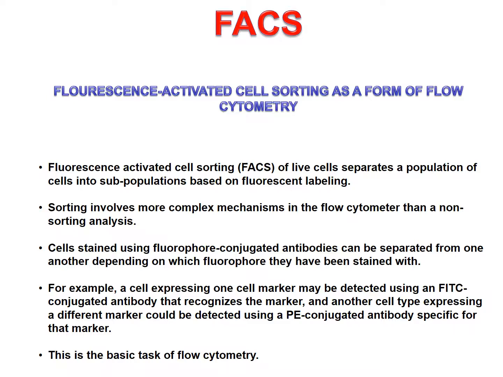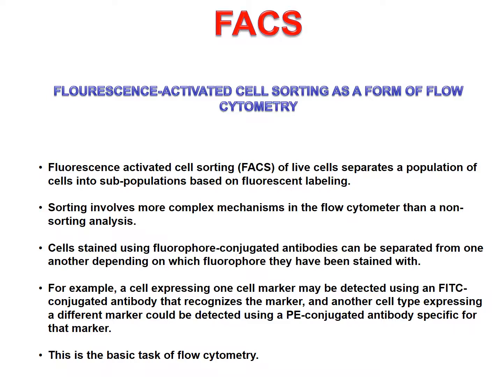And we've seen with antibodies that you can tag, i.e. chemically attach, molecules that will release energy in certain wavelengths that we perceive as color, and that's called fluorescence. This does separate cells into subpopulations based on this fluorescent labeling. It is said to be sorting, and it's a little more complex than just the general flow cytometry.